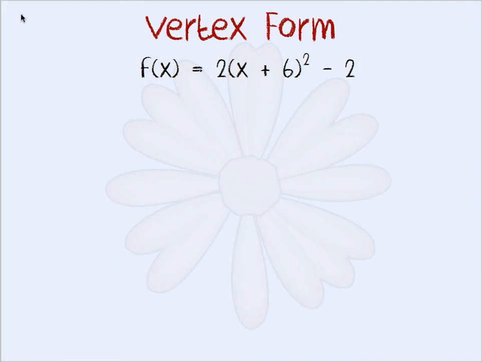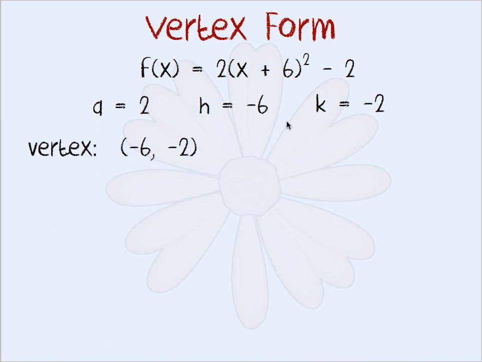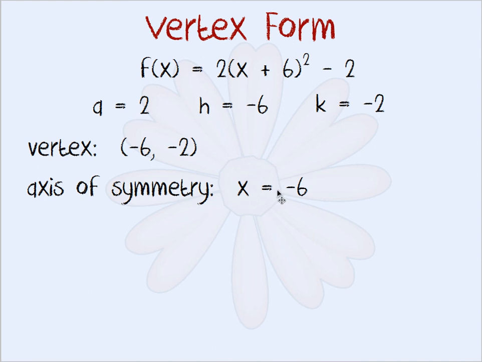So let's take a look at what happens in that same example from before. So now I know that a is 2, h is negative 6, and k is negative 2. Those are my 3 really important values in vertex form. My vertex, of course, is h comma k, which I've got, which means my axis of symmetry is going to be at x equals negative 6. I simply bring my x value down, and I already have my axis of symmetry done.